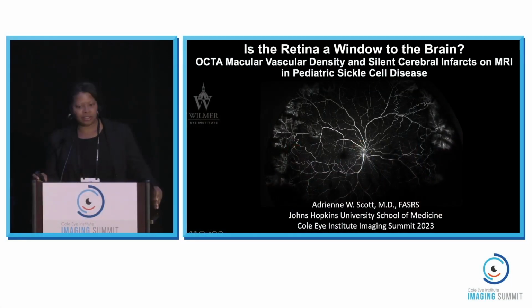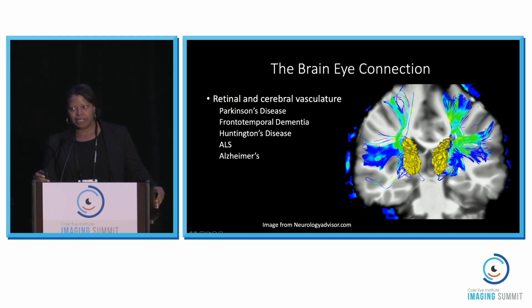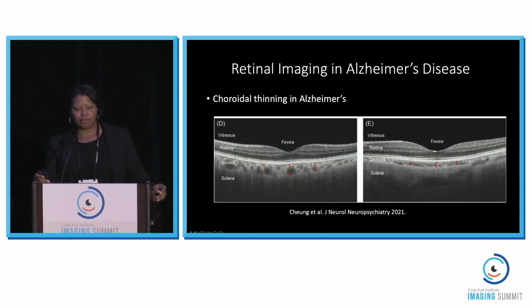So just talking a little bit about some observations that we've made in children that we followed with sickle cell. Financial disclosures, none relevant. The increasing body of literature is showing us there's some connection, as we've heard a little bit in this evening's talk, between what's going on with the eye and what we see in the retina, specifically the macula and the microvasculature. There's a growing body of literature that describes imaging findings in patients with a variety of neurologic diseases: Parkinson's disease, we see this image here from a patient with Parkinson's, frontotemporal dementia, Huntington's, ALS, and Alzheimer's.